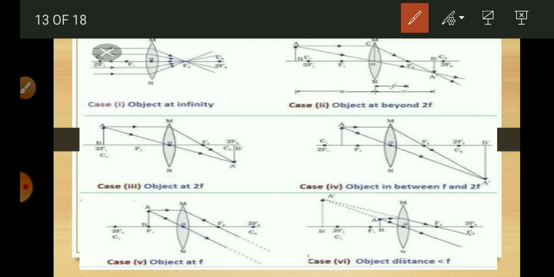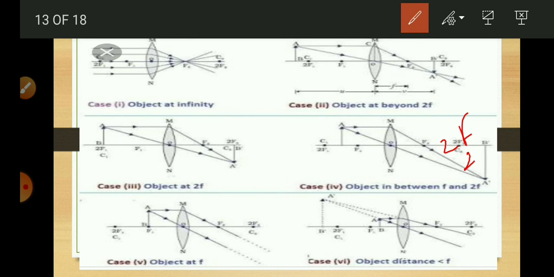Now see the properties of the image. When the object is placed between f1 and 2f1, the position of the image will be on the opposite side of the object and beyond 2f2. So the image will form beyond 2f2 as the rays actually intersect with each other.